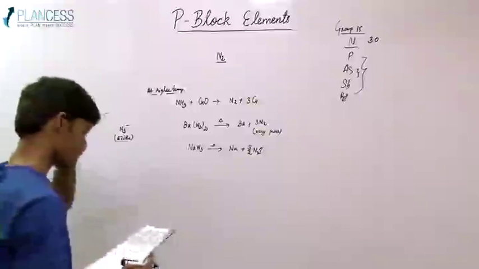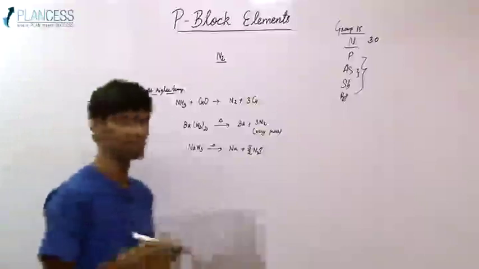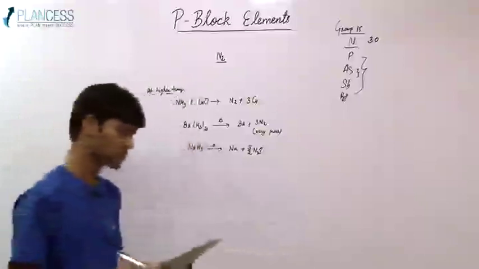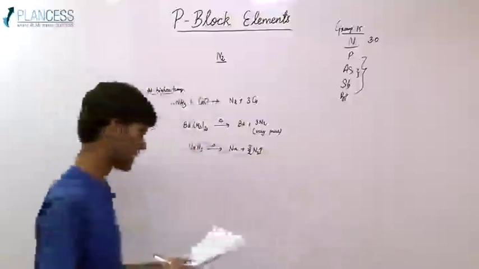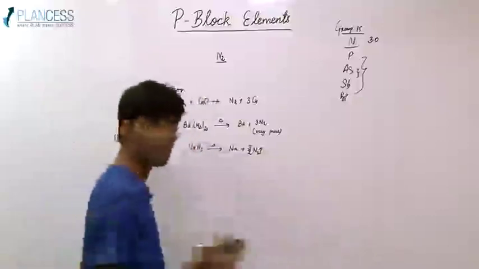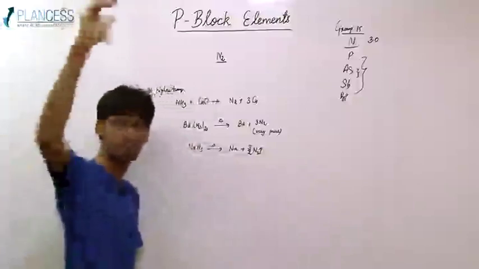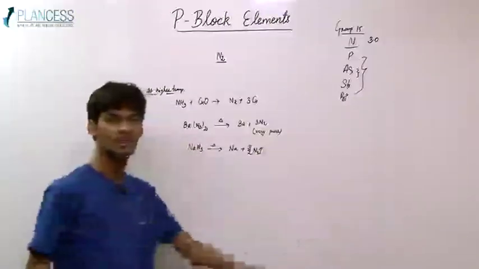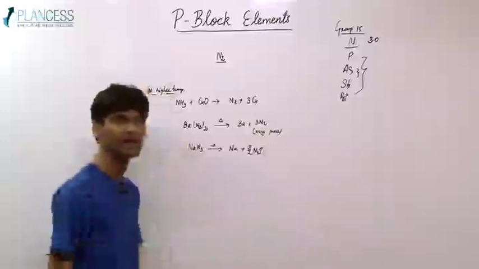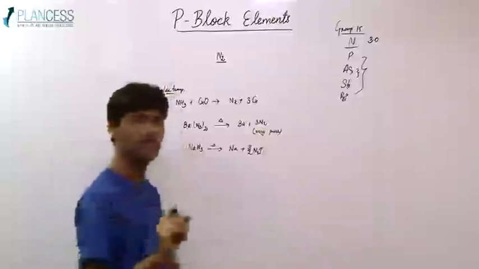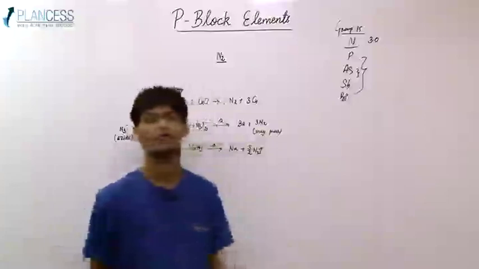Now talking about the properties, N2 is, as I told you earlier, a very inert gas, colorless, odorless. It is not combustible, not a supporter of combustion, and it reacts with magnesium, calcium, aluminium, and beryllium, as we have talked earlier in the S block elements. Lithium, beryllium, and magnesium, or alkaline earth metals, are some of the metals in the S block elements that react with nitrogen directly.